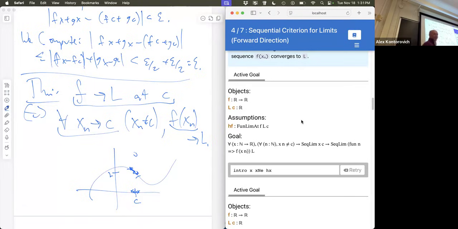Question? All right, we're out of time. We'll finish the other direction next time. But we've entered function zone. We're going to do some actual calculus.